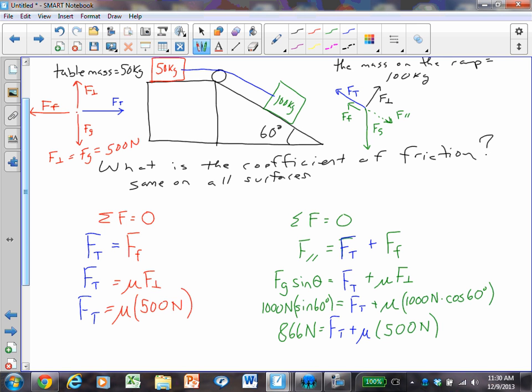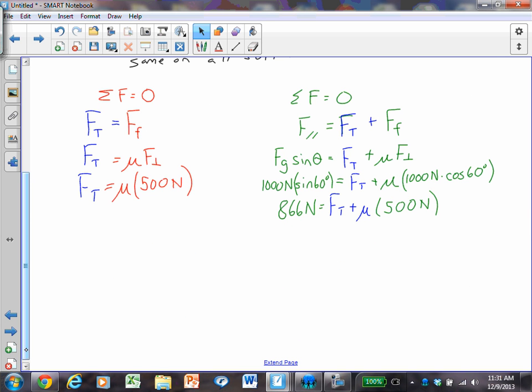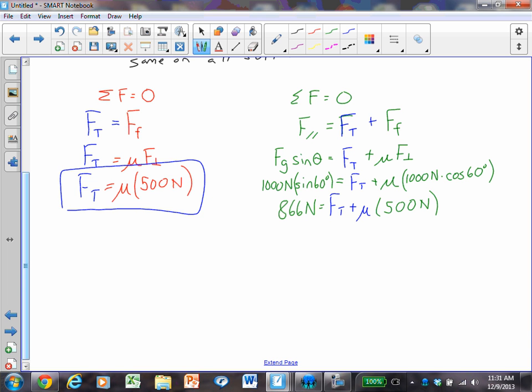Something I don't like about that. I guess that's okay, actually. Now what do we do? Remember what I want to find, right? All right, so we have two equations and two unknowns. So we could be asked what the tension is, too. So we'll find both. But we were asked what mu is.